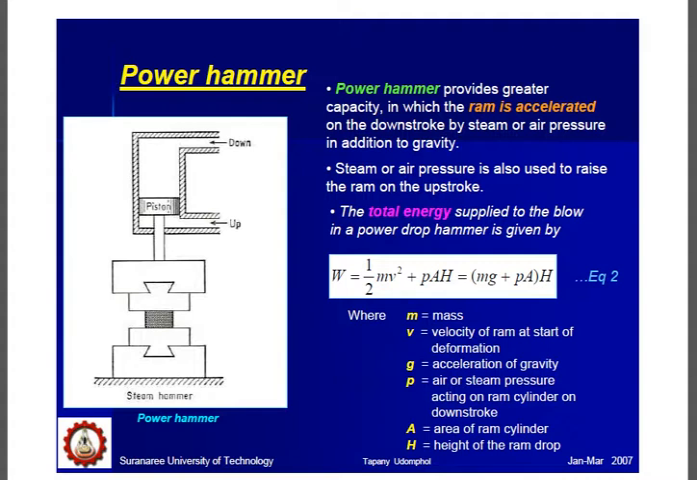The total energy supplied by the blow in the drop hammer is given by W is equal to 1 by 2 mv square, but the force is p times A, where A is the area, so W is equal to mg plus pA times H.